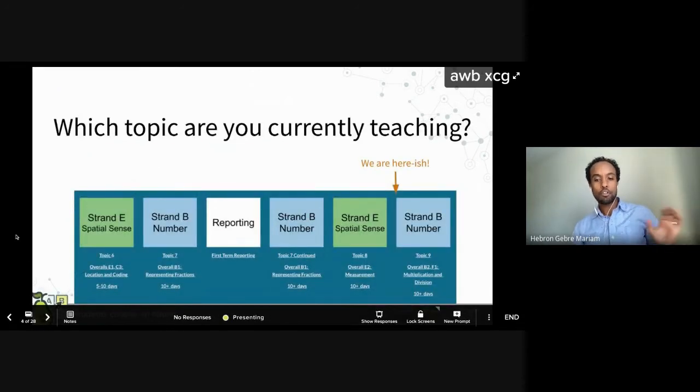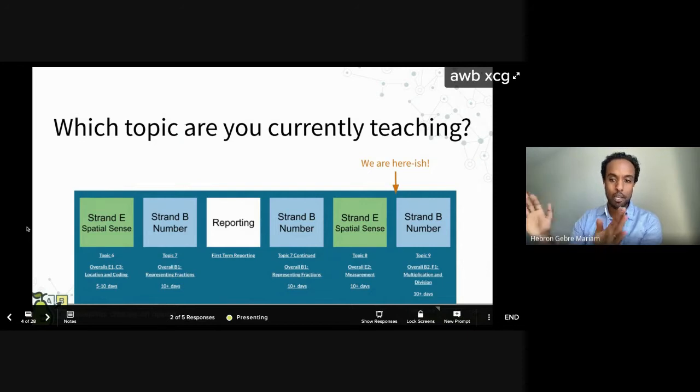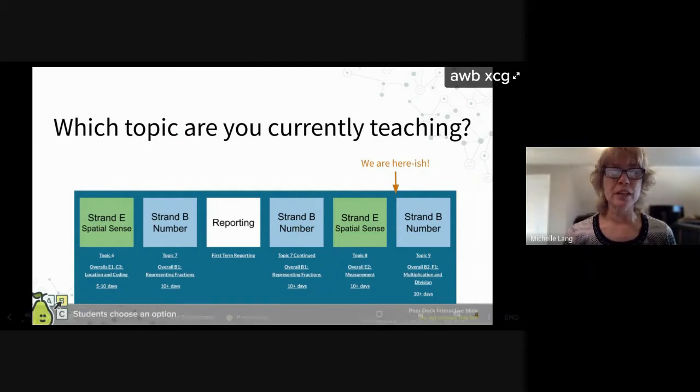So here's an opportunity for us to, in the pair deck, share which topic you are currently on. This is something that we've been gathering data on as we go along with our just-in-time sessions to be responsive. So I'll give you just a couple minutes, and if you could select which one of those topics you're on. We've tried to cover the bases, and if it's something other than that, it's okay. You don't have to worry about it. As Hebron said, it helps us to know when we should be planning so that we are still just in time, because that's our goal, to be right when you need the PD.